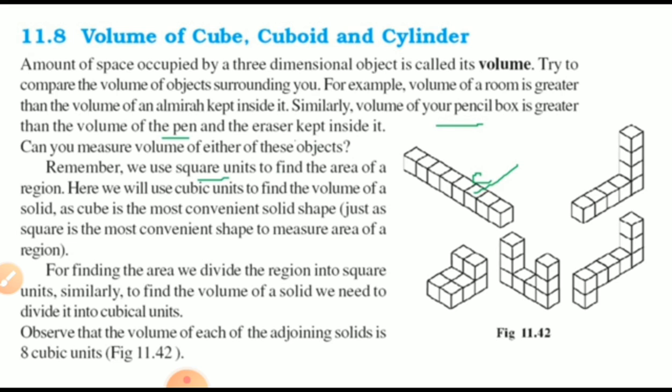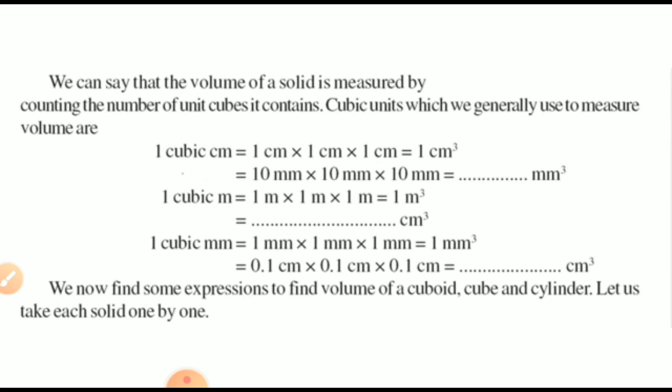What are the things to understand? Yes, my dear students, the same way we know the area of the square. Now, volume of the cube, cuboid and cylinder has cubical units. In area, we write centimeter square, meter square, etc. But in volume, we write centimeter cube, meter cube, etc. So 1 cubic centimeter is equal to 1 centimeter into 1 centimeter into 1 centimeter. 1 into 1 into 1 is 1, but centimeter three times, so centimeter cube. Same way 10 millimeter, 10 millimeter, 10 millimeter will give us 1000 millimeter cube.